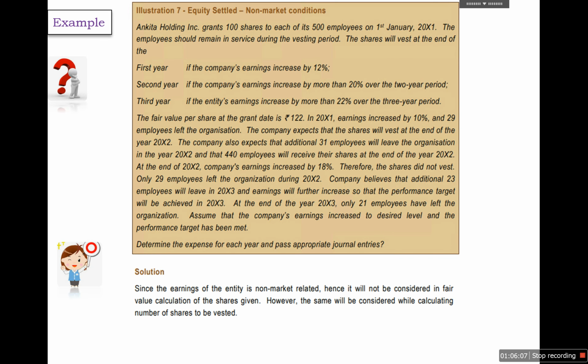Next is equity settled with non-market condition. Ankita Holding grants 100 shares each to employees on X1. The employee should remain in service during the vesting period. The share will vest at end of the first year if company earning is 12%, second year if company earning increases by 20%, third year if it is increased by 22%. The fair value per share at the grant date was 122 rupees.